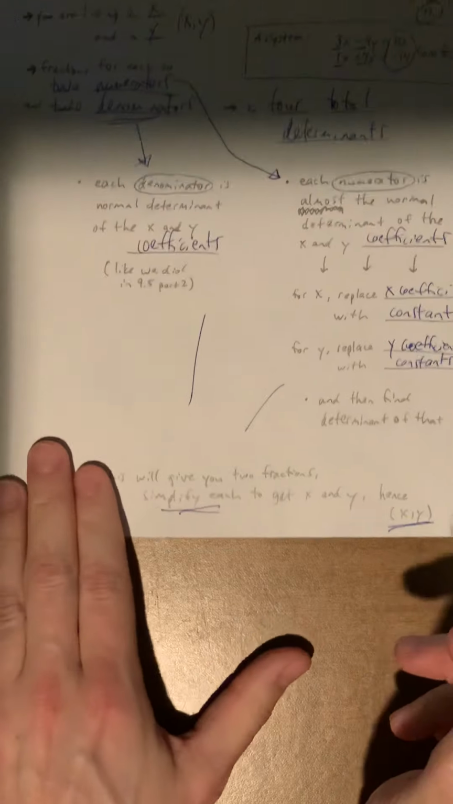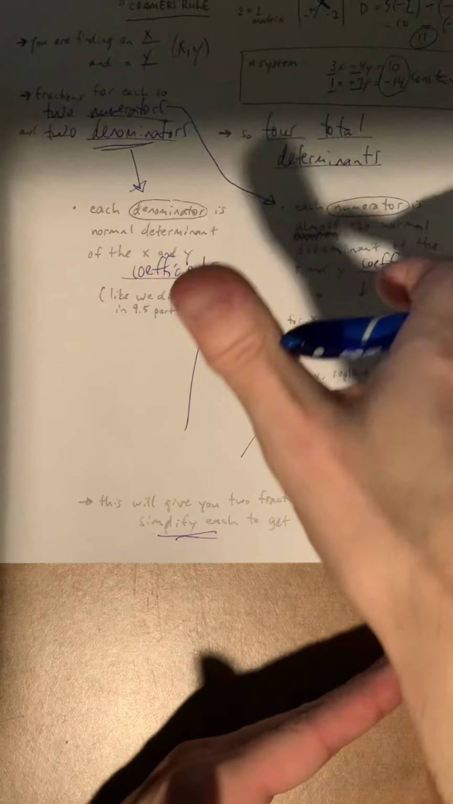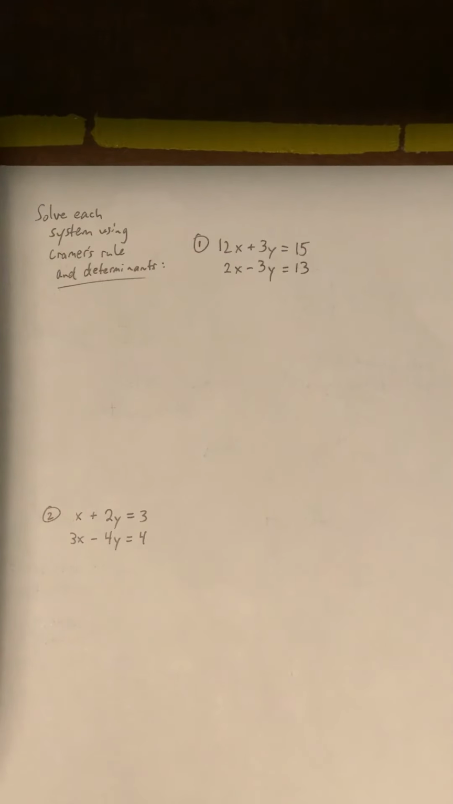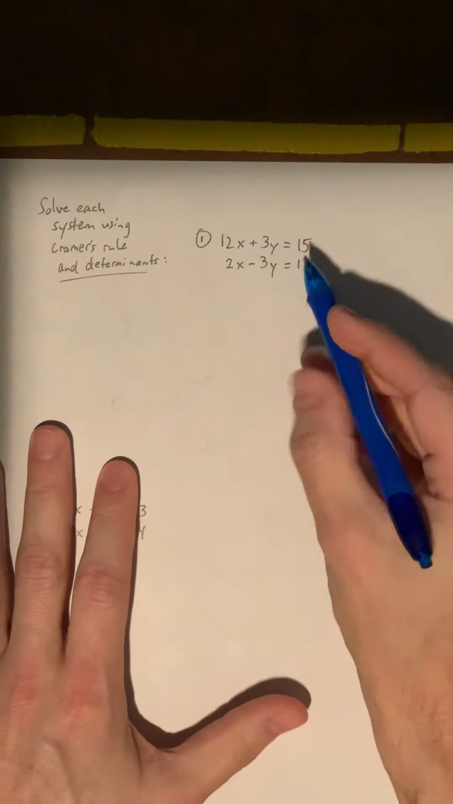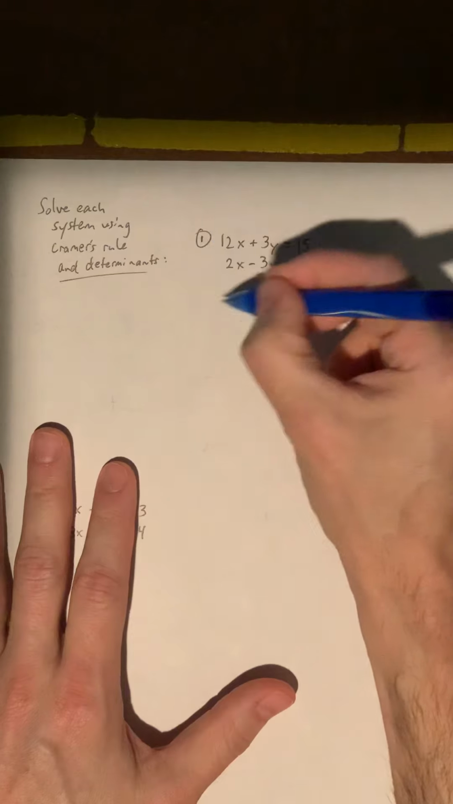All right, guys? I know all of this kind of doesn't make too much sense right now, but this is what we're going to follow on the back. All right, so here we go. Let's look at number 1. We're going to solve each system using Cramer's rule and determinants. All right, so, we look at the system.